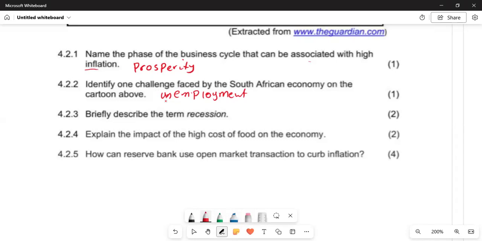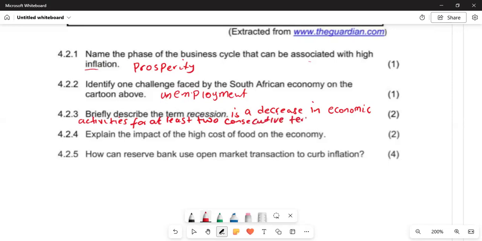Briefly describe the term recession. So recession is a decrease in economic activities for at least two consecutive terms. That is that.